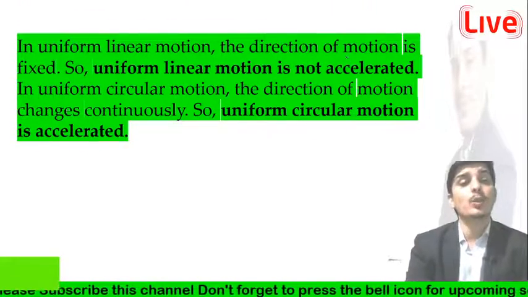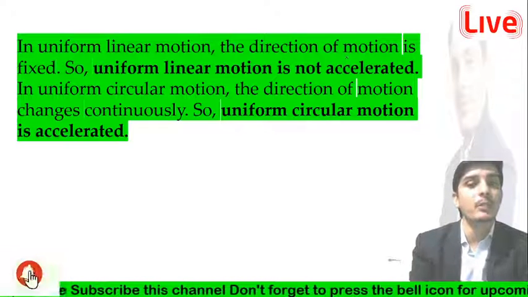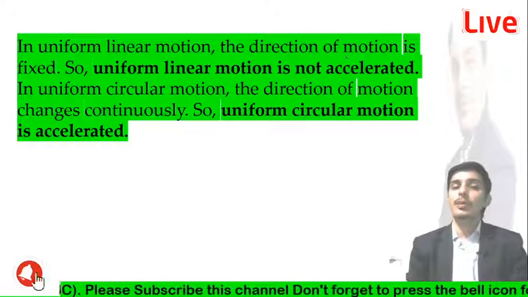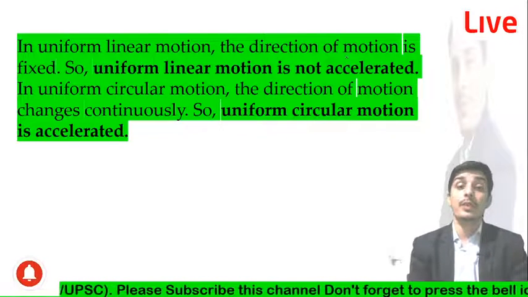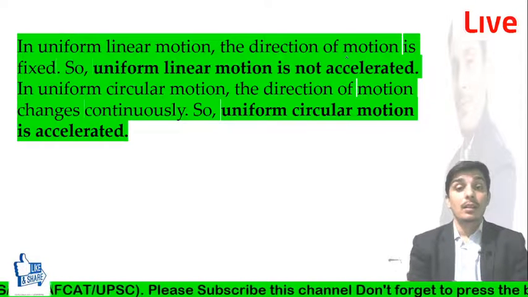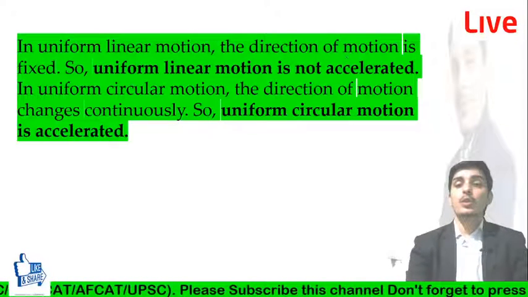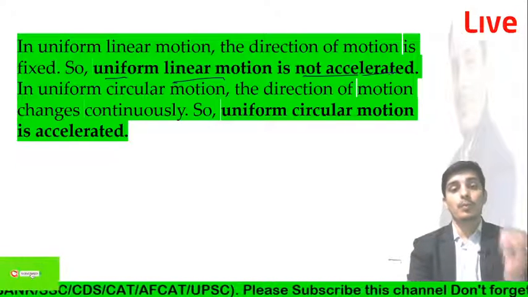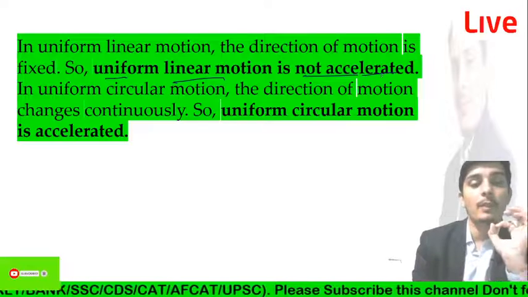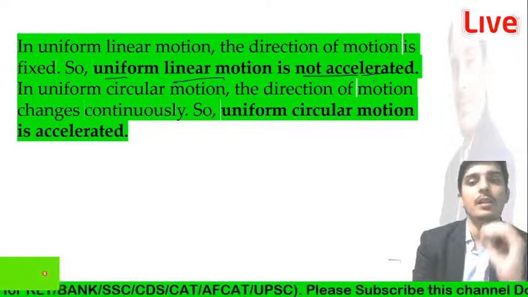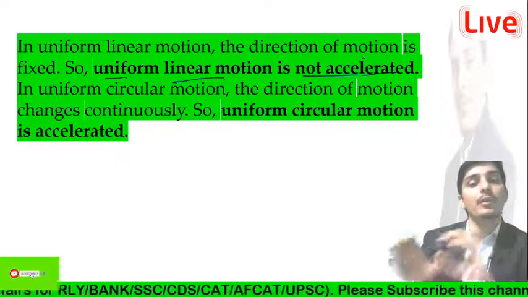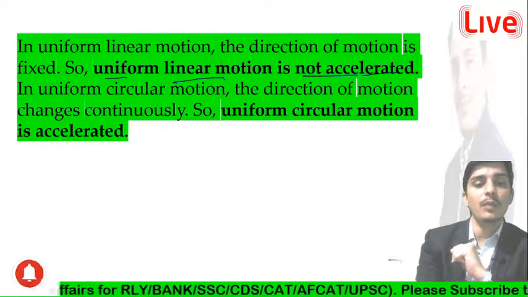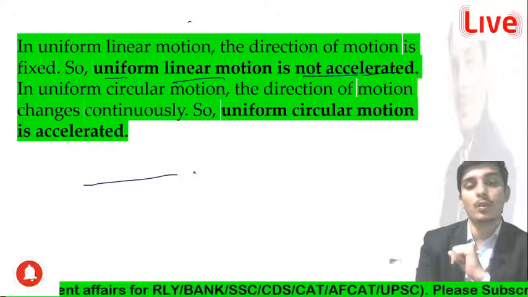Now I am going to discuss the difference between uniform linear motion and uniform circular motion. In uniform linear motion, the direction of motion is fixed, so you can say that uniform linear motion is not accelerated. This type of question is often asked in the examination: please write and explain the difference between uniform linear motion and uniform circular motion, guys.